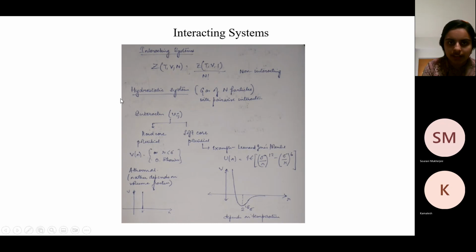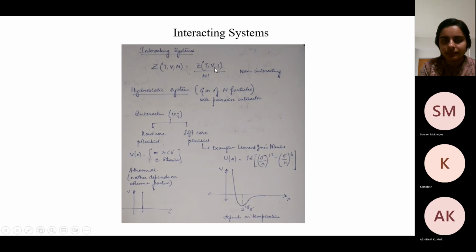We have used this concept quite a number of times: if we know the canonical partition function for one particle in some system, we can relate it to the canonical partition function for N particles using these relations when we have non-interacting systems. And this 1 by N factorial comes because of indistinguishability. But sorry, it should be to the power N, which I have missed. So it should be Z(V1) to the power N by N factorial. Okay, so that is for non-interacting systems.